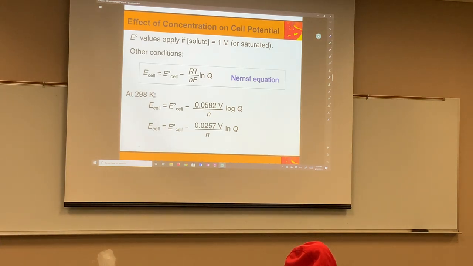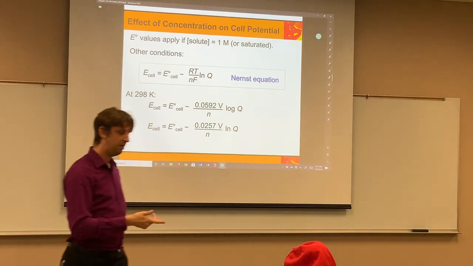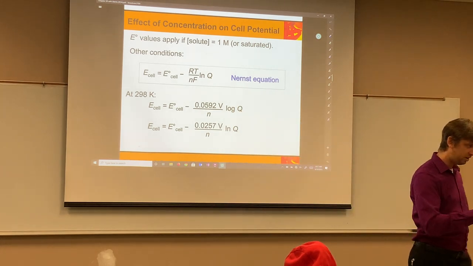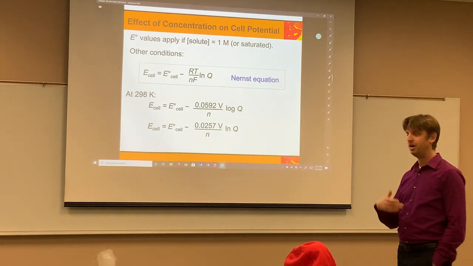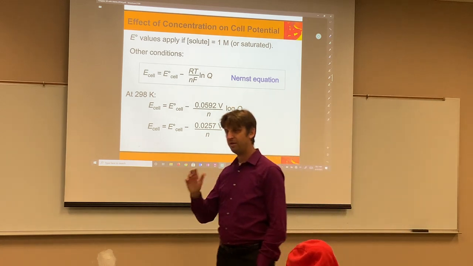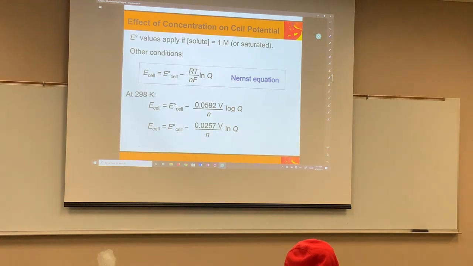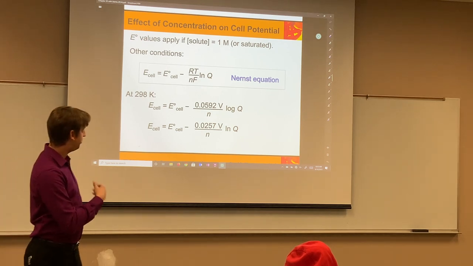N is the number of moles of electrons that are going to be transferred, so make sure you have a balanced equation here, right? So if you're dealing with silver, we're only transferring one electron. If we're dealing with zinc, we got two, aluminum three, right? Make sure you're paying close attention to a balanced transfer of electrons, okay? F is the Faraday constant. That's what we talked about last time, right? The 96,500. And then natural log of Q.